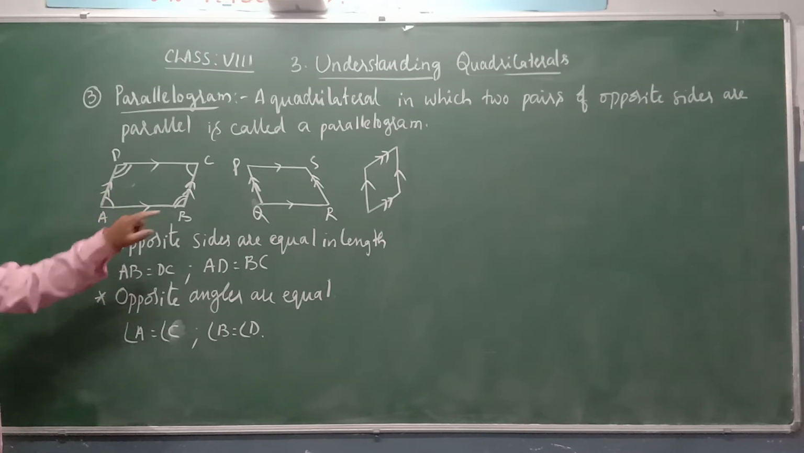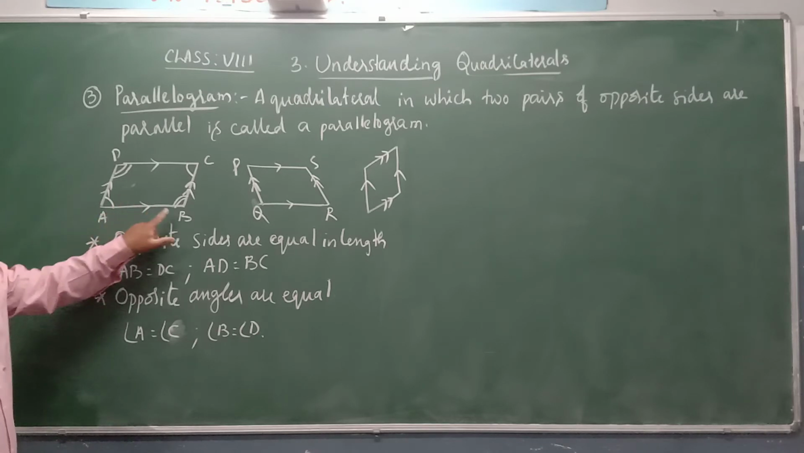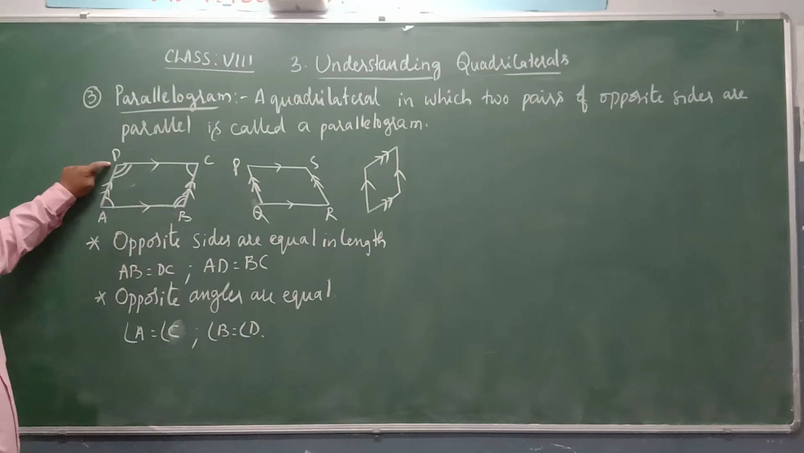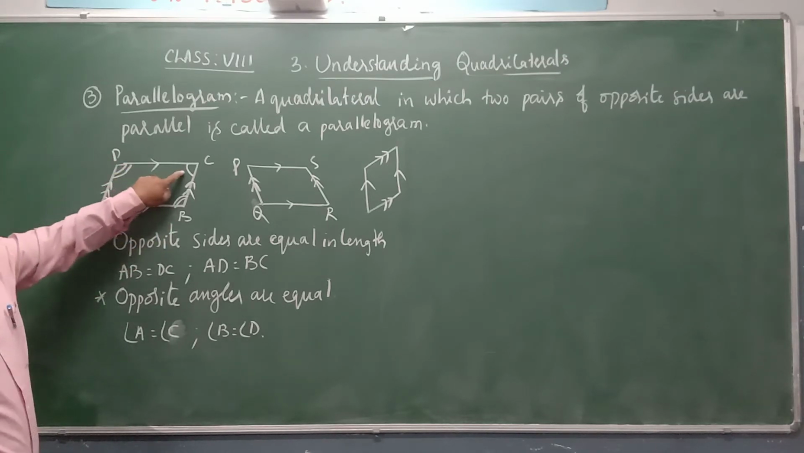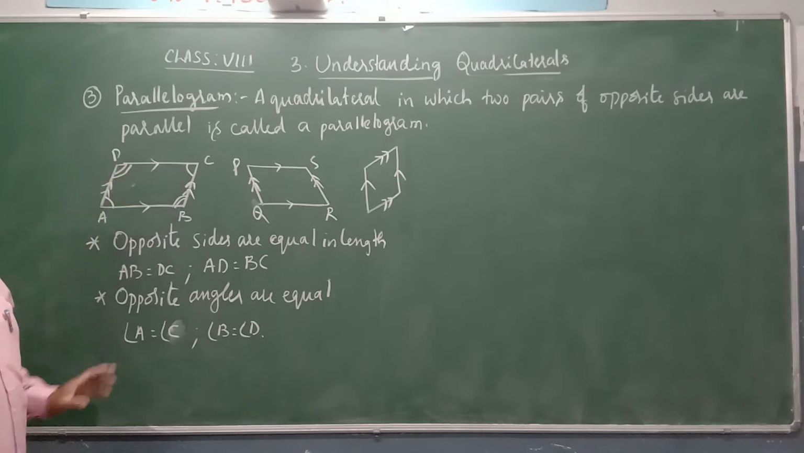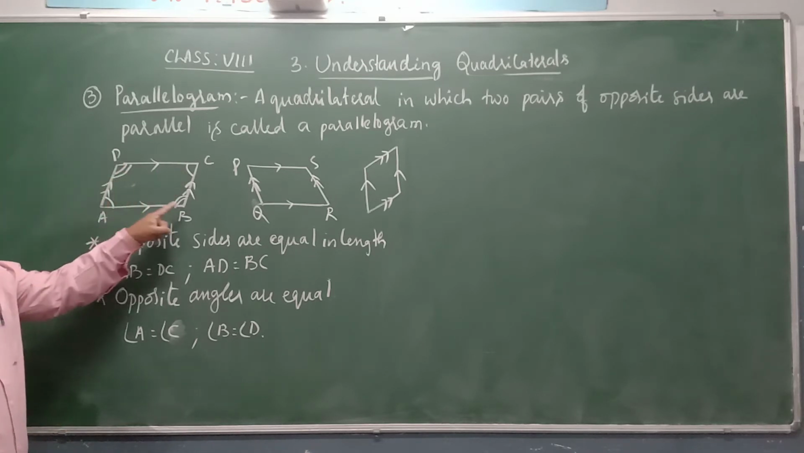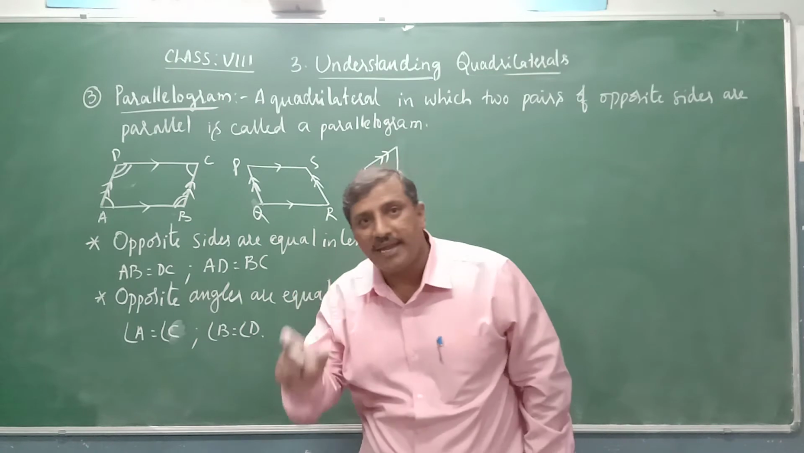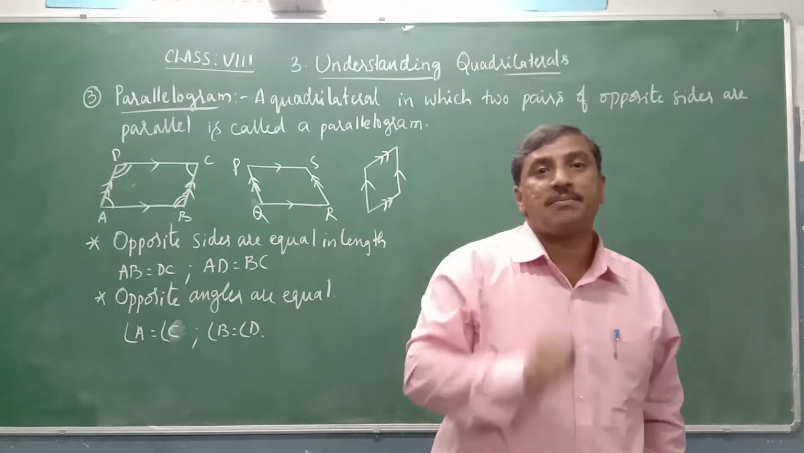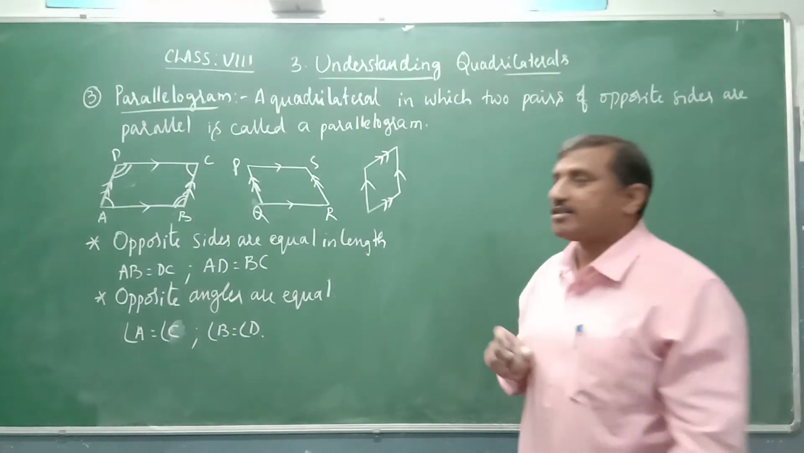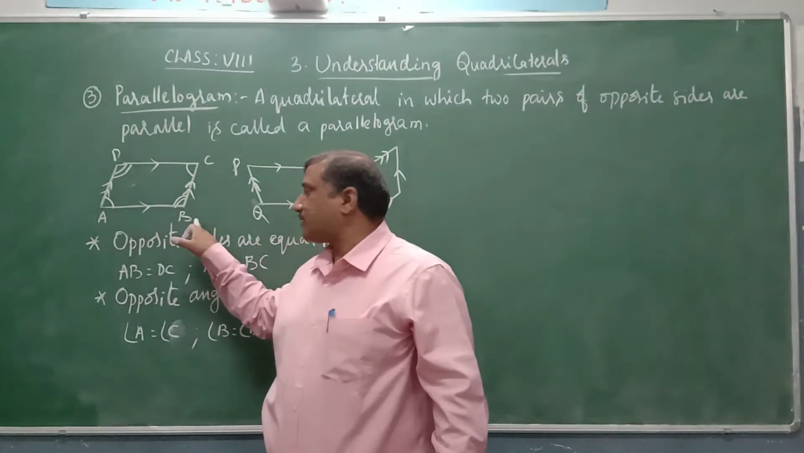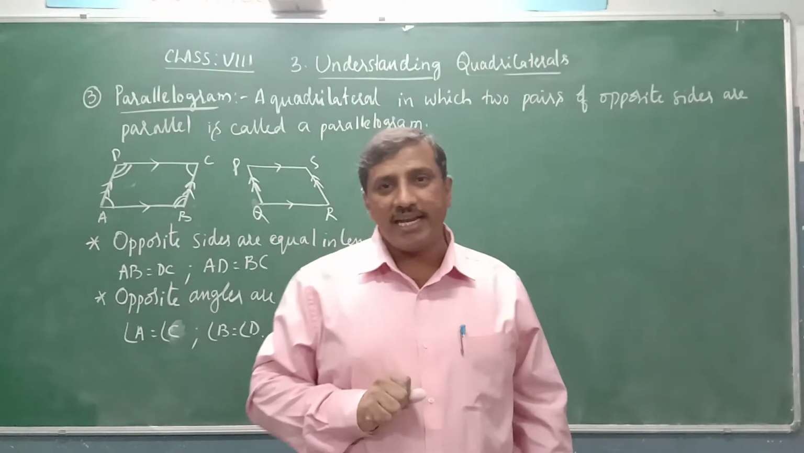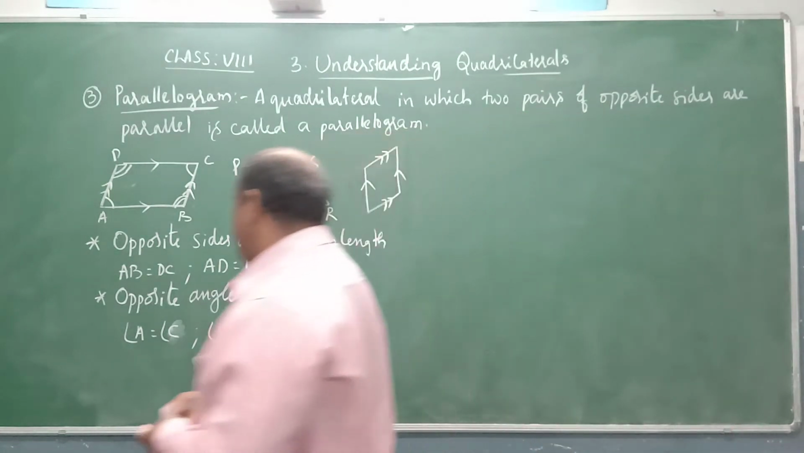What about the adjacent angles? What do we call angle A and angle B in this figure? They are adjacent angles. Angle B and angle C, adjacent angles. Angle C and angle D, adjacent angles. If you measure angle A and angle B, their sum is 180 degrees. That means adjacent angles are supplementary angles. Angle A plus angle B is 180 degrees. Angle B plus angle C is 180 degrees.